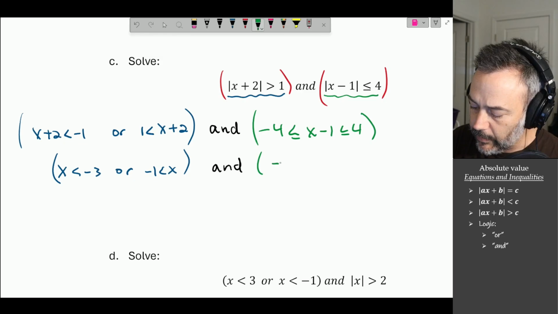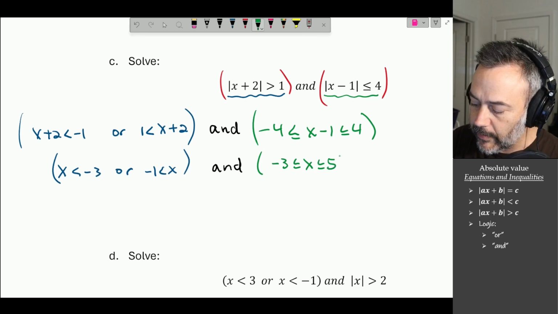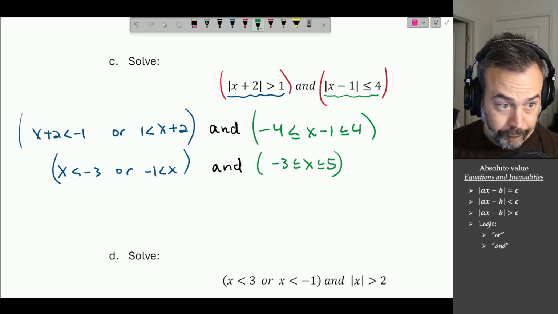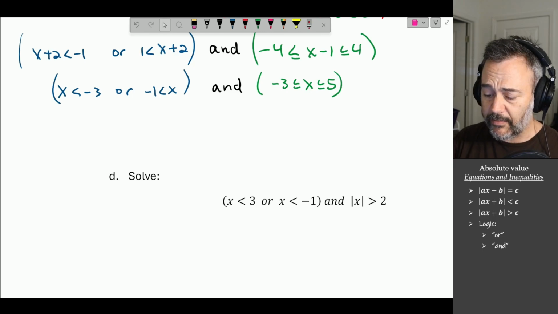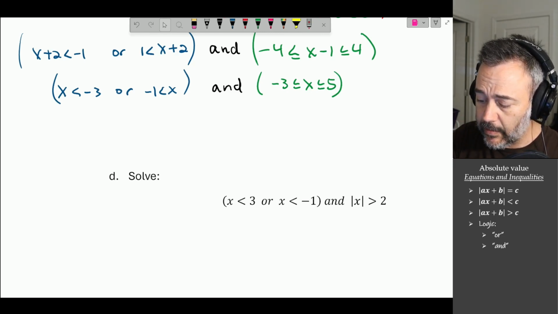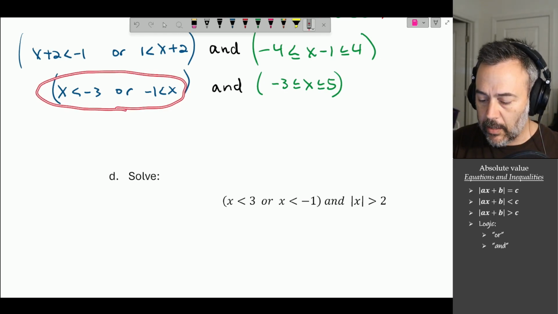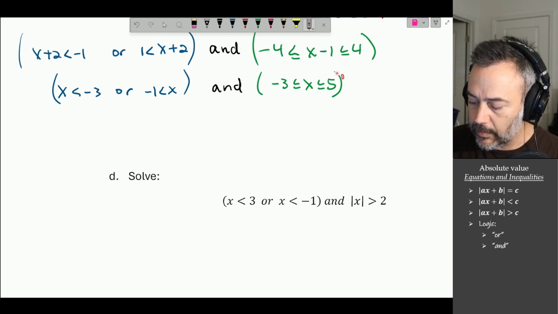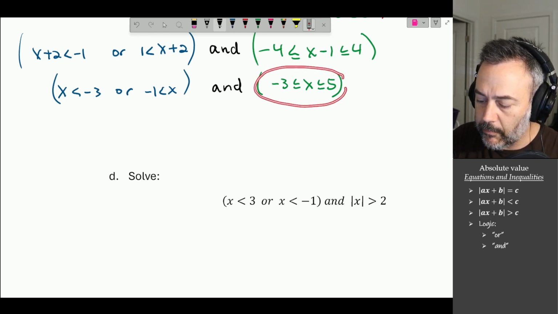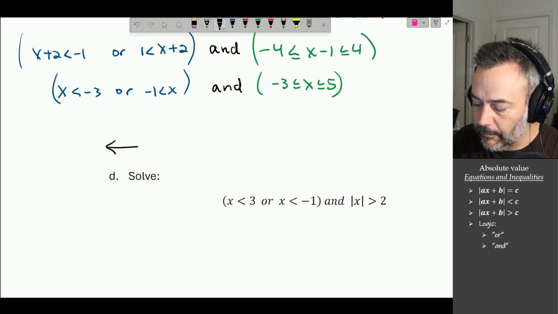If I add 1 to everything, I get negative 3 less than or equal to x less than or equal to 5. Okay. Now that I've simplified this as much as I can, this is pretty easy to graph. It's two parts going away from each other. And this one's going to be pretty easy to graph too. So we'll graph them above the same number line.